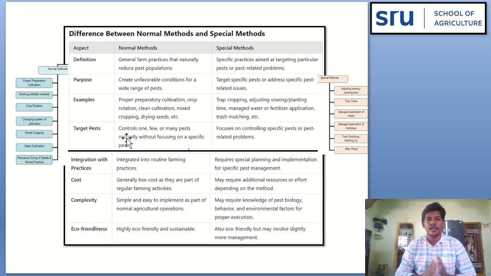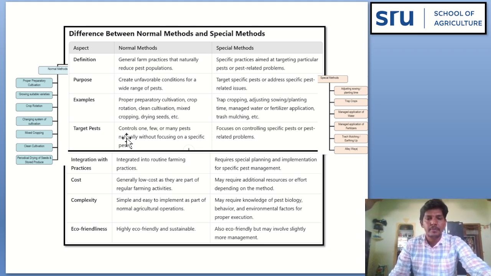It is not targeting any specific pest. But in case of special method, for example, we are growing marigold as the intercrop in the cotton. This marigold attracts and manages American bollworm only. So here the trap crop is targeting only a specific pest. That's why it is the special method. So normal methods create unfavorable conditions for a wide range of pests, but special methods target a specific pest only.